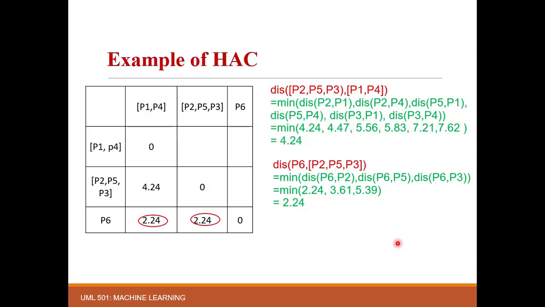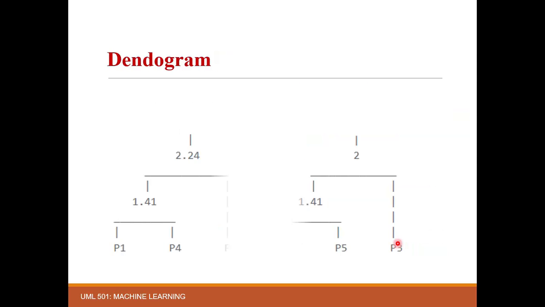So here it becomes a tie. Now, with whom should P6 be merged? In order to break the tie, we are going to merge P6 with P1 and P4, that is on a first come first served basis. So here P6 is merged with P1 and P4 to give the cluster P1, P4 and P6. Again a partial dendrogram is shown in the picture, where P6 is merged with the P1 and P4 cluster at the distance 2.24.